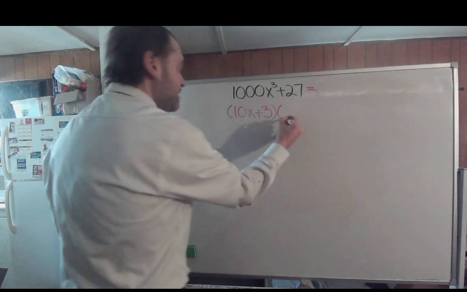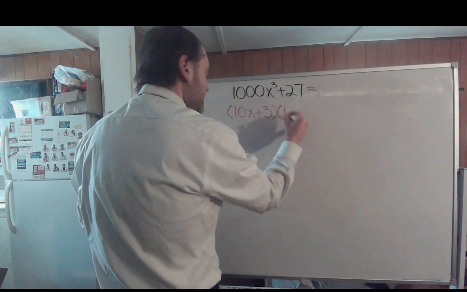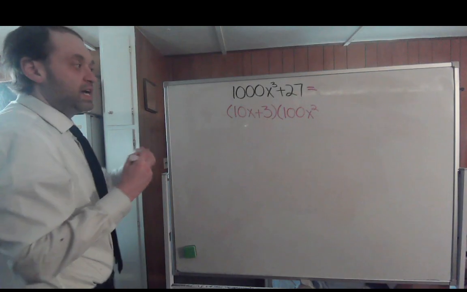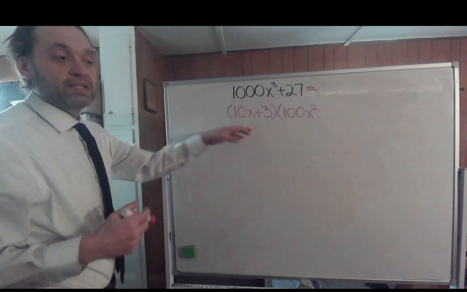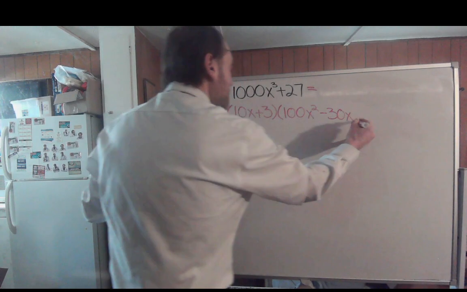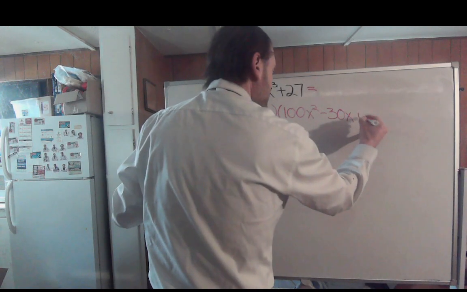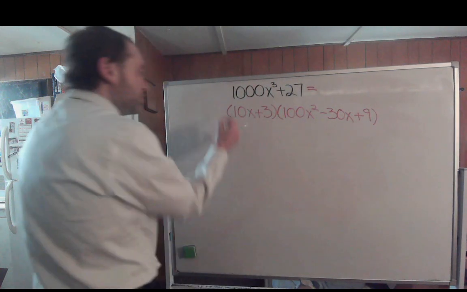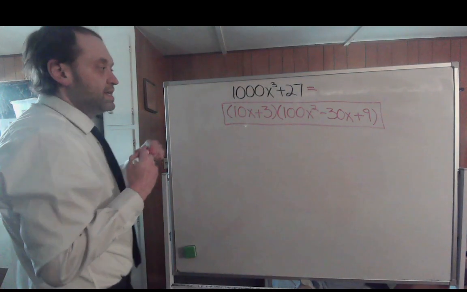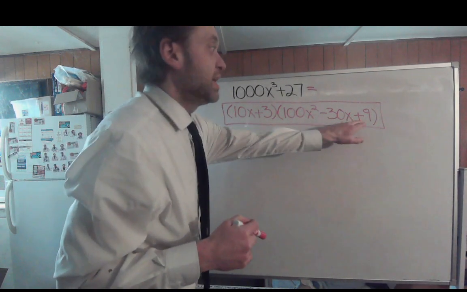Now we'll find the quadratic factor. Take that 10x, raise it to the second power. You would get 100x squared. Now take that 10x and multiply it by 3. What do you get? You get 30x. Then you negate that. You would actually get minus 30x. Then take your positive 3, raise it to the second power. You get plus 9. So the 1000x to the third plus 27 would factor into the quantity of 10x plus 3 times the quantity of 100x squared minus 30x plus 9.